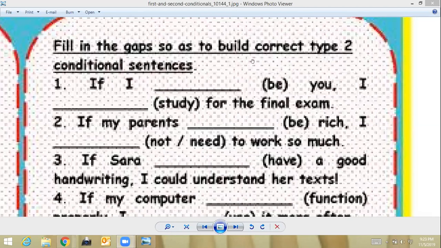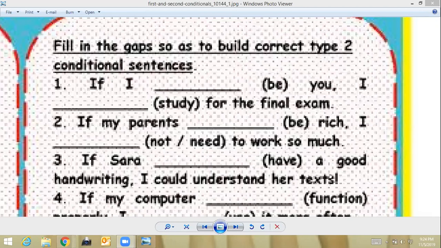Volunteer for the other one? Me. All right, please. If Sarah had a good handwriting, I could understand her text. Good. If Sarah had, what is the message in this sentence? Sarah's writing is very bad. Sarah's writing is terrible. So you say, if Sarah had a good handwriting, I could understand the text.